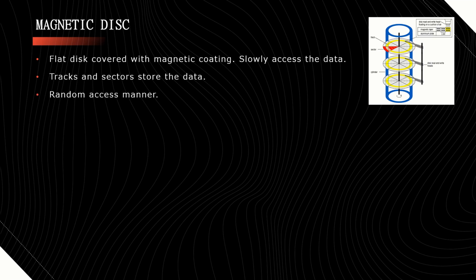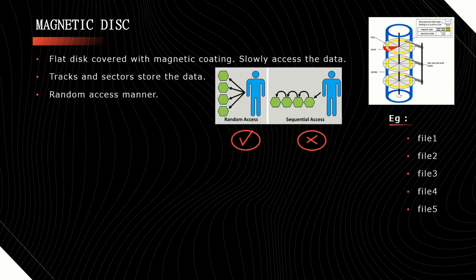We can access the data in a random manner by using these magnetic disks. That means we can access the data directly. There is no need to follow the sequential order. In the given example, we have 5 files. By using a magnetic disk, we can access any file directly. After choosing the first file, you may access file 4 also. So, we can access in random manner only. No need to follow any sequential order.